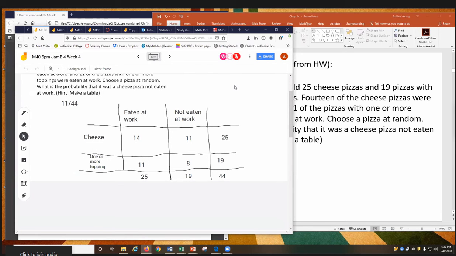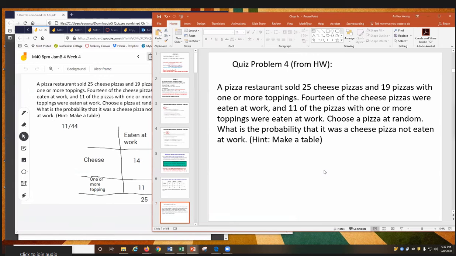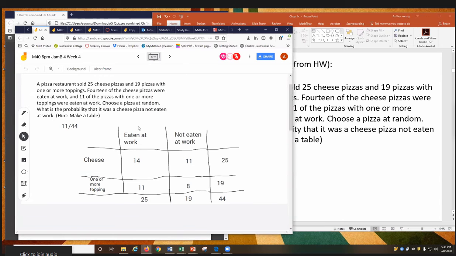Great. So what you should ask yourself first is, what are the 2 things that I know about any pizza? So I randomly pick a pizza. What are the 2 things I know about them? Whether they're cheese or 1 or more toppings. What's the other thing I know about them? Where they're eaten. Eaten at work or not eaten at work. So the type of pizza and where they're eaten. Those are the 2 things I know. So you're going to use those to set up your options here and your options there. Right? Either work or not work, cheese or more. And then you're going to fill these things in.